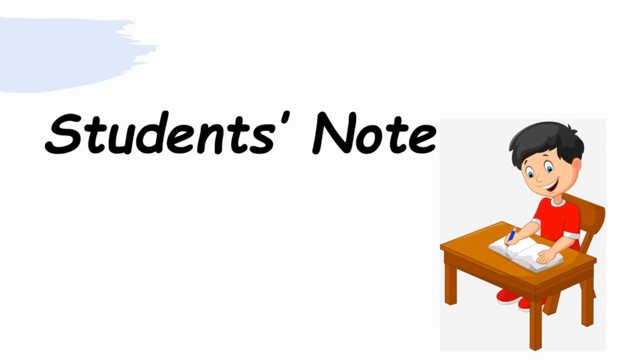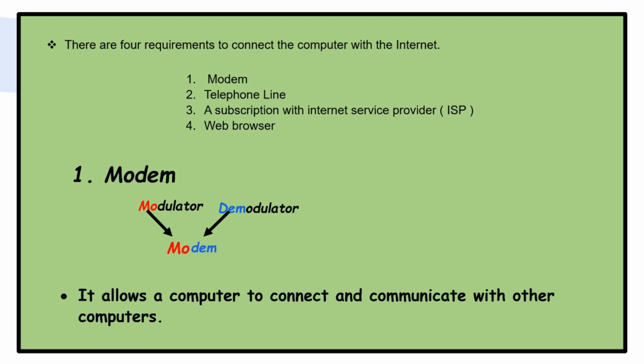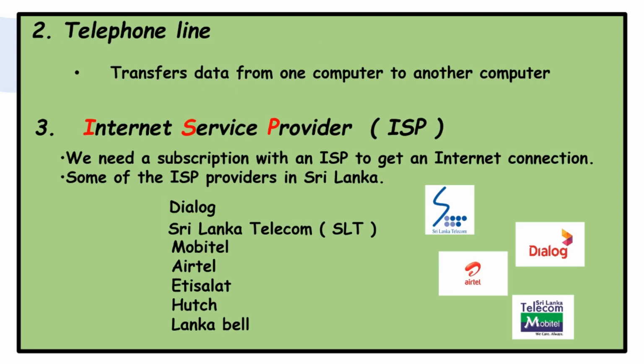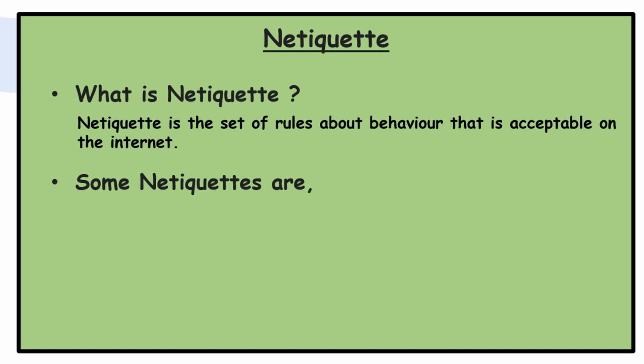Now my dear children, please get ready with the writing book. Write down this student's note. While I'm playing this video, you can pause the video and write down the note one by one. What is a network? What is internet? If you can find the pictures, you can find pictures, or else you can draw pictures. Find the logos of these ISPs and paste them. Fourth one, web browser. This is an application used to locate and display web pages. You can find pictures or paste them in the note. Netiquette is the set of rules about behavior that is acceptable on the internet.